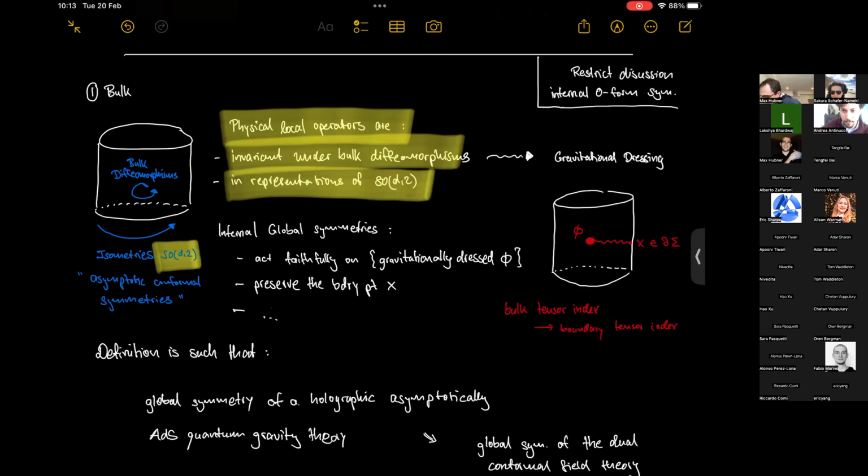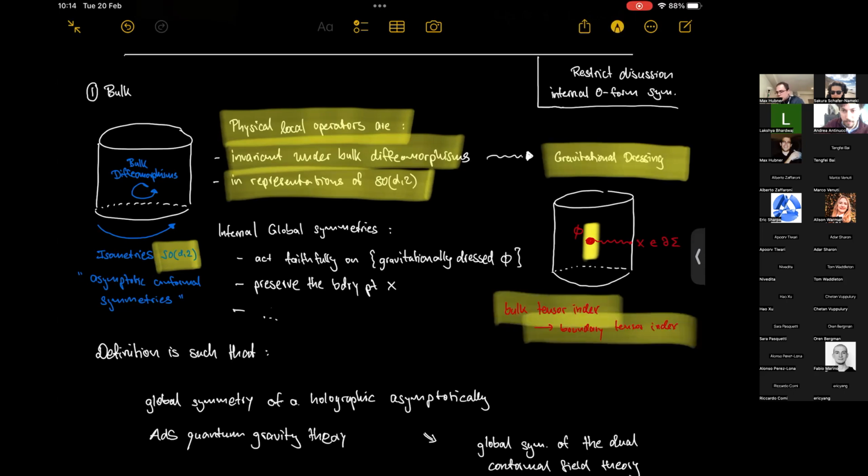So this invariance under bulk diffeomorphisms forces one to introduce a gravitational dressing. If the bulk operator phi transforms with respect to the gauge symmetry, then one attaches to it a Wilson line built from Christoffel symbols, whose job roughly is to replace a bulk tensor index by a boundary tensor index, right? Because the Wilson line connects to some boundary point X. And then the overall combined object is going to be gauge invariant and can be talked about as a physical operator.